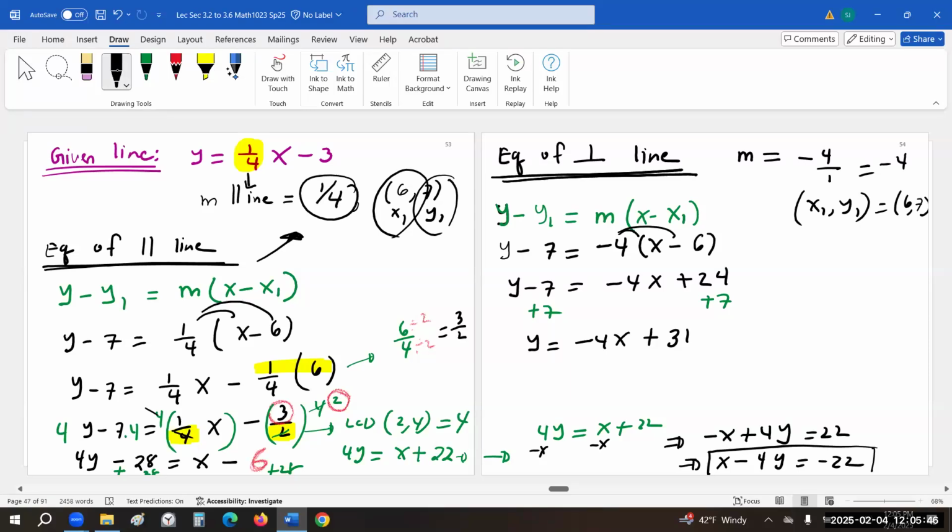And the last thing is bring your x from right to the left. So we add the 4x. And this time we got lucky. We didn't have to do anything else. Our x is already positive. 4x plus y is 31.